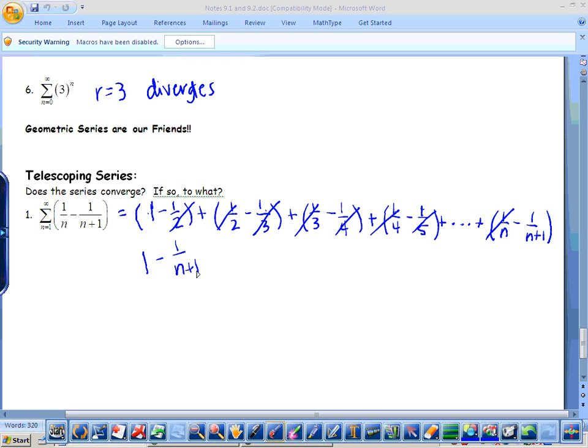And as n approaches infinity, what will 1 over n plus 1 approach? 0. You'll get 1 divided by infinity, which is 0. So that entire sum ends up just being 1. So because 1 is the actual sum, it's considered to converge, because that sum is a specific number.